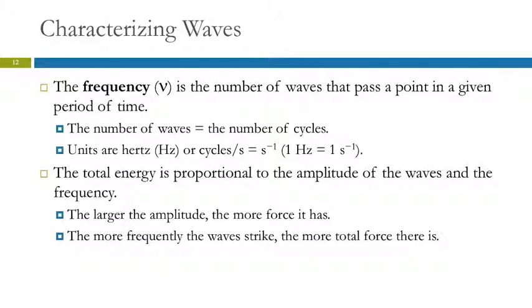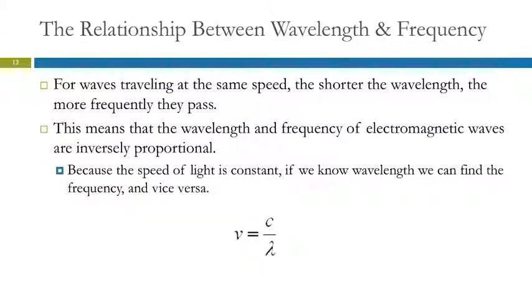Now, in chemistry, we don't really deal with the amplitude very much, but we do think about the frequency and the wavelength. There's a relationship between the frequency and the wavelength because all light travels at the same speed. So if it's traveling at the same speed, then the wavelength and the frequency are inversely related. So we've got this relationship. The frequency is equal to the speed of light divided by the wavelength.